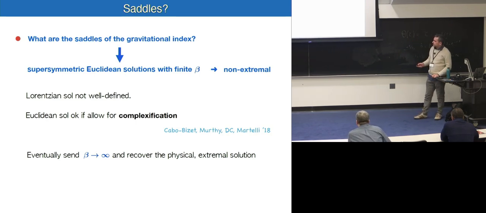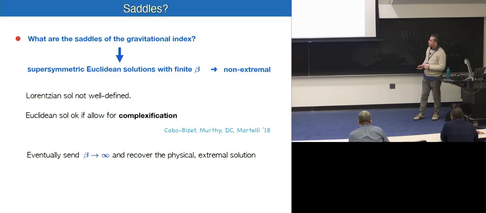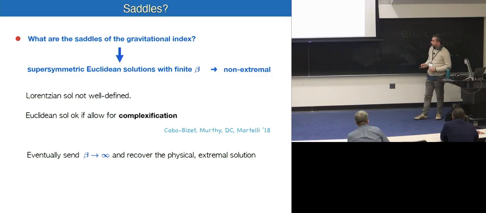Eventually, we are free to send beta to infinity and therefore recover solutions that also make sense in Lorentzian signature because they become extremal, so they would be supersymmetric and extremal. And therefore, by this approach, we can interpret Lorentzian solutions as saddles of the gravitational path integral in this limit where beta goes to infinity.